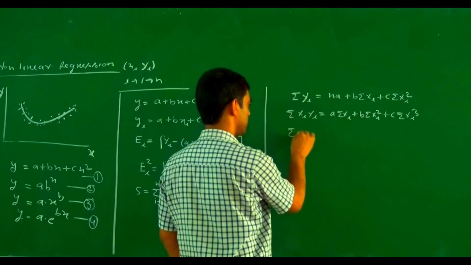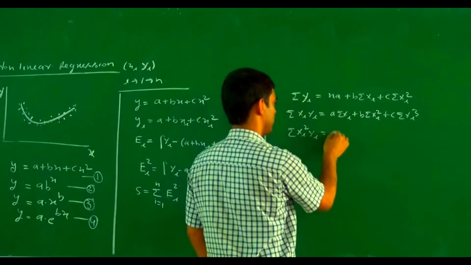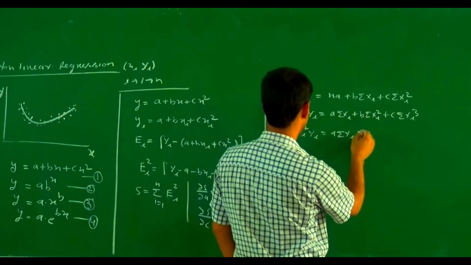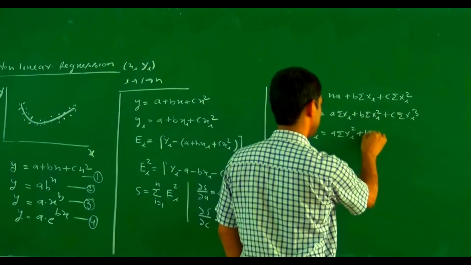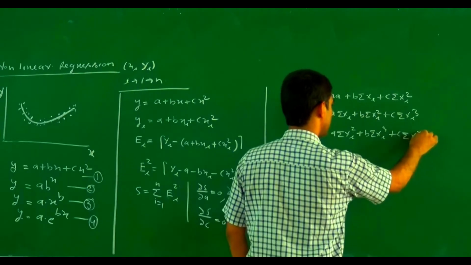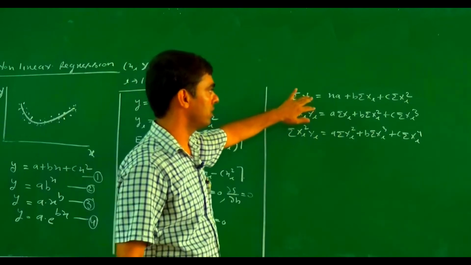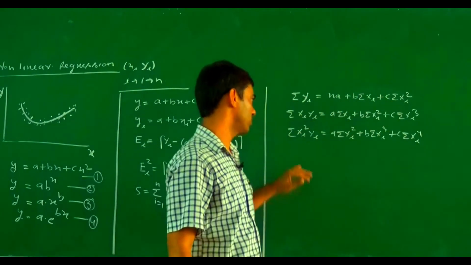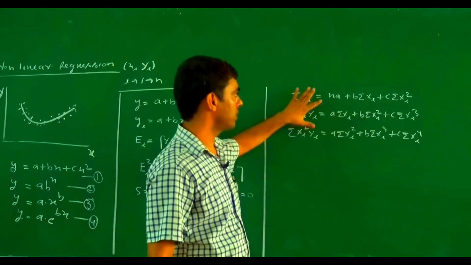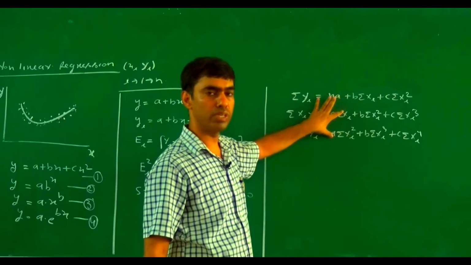And the third one, summation of xi square yi equals a summation of xi square plus b summation of xi cube plus c summation of xi to the power 4. So xi, yi are given, then we find summation of yi, summation of xi, summation of xi square, that is, all the coefficients of a, b and c. Once we find all the coefficients, this becomes a system of linear equations with 3 unknowns and 3 equations.